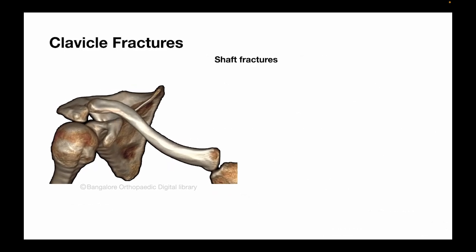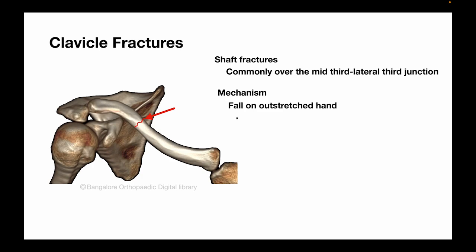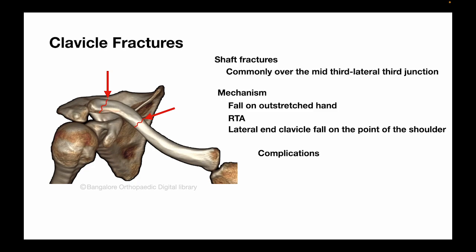The clavicle shaft commonly fractures at around the mid-third, lateral-third junction. Indirect injury is the usual mechanism for the fracture, like a fall on an outstretched hand or a road traffic accident. Direct injuries like a fall on the point of the shoulder result in lateral end clavicle fractures. The usual complications associated with clavicular fractures are malunion, non-union, and sometimes an associated neurovascular injury, especially in a polytrauma setting.